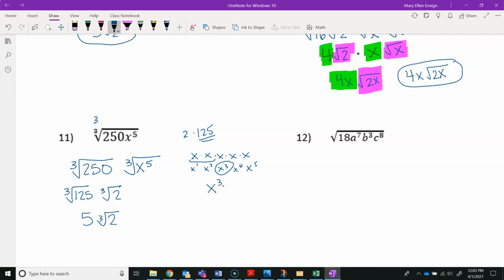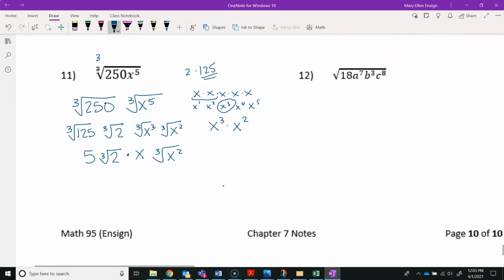So I'm going to have x to the 3rd times x squared, to make 5. So I have the cube root of x to the 3rd and the cube root of x squared. 3 divided by 3 is 1, so that ends up being just an x. That was my perfect cube. And then the cube root of x squared. Similar to what we had before, I'm going to gather the outside numbers. So here's an outside number or variable. And then the inside numbers.